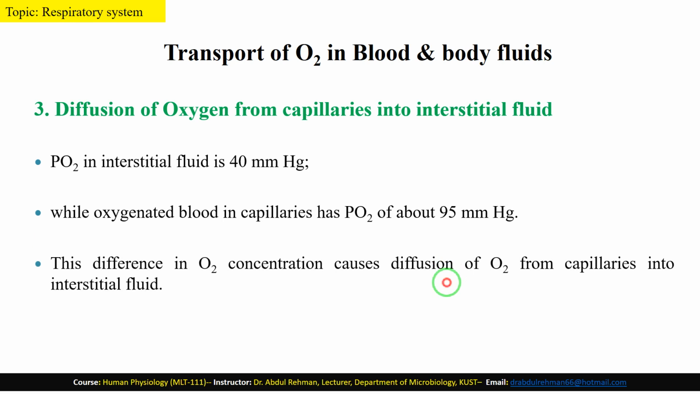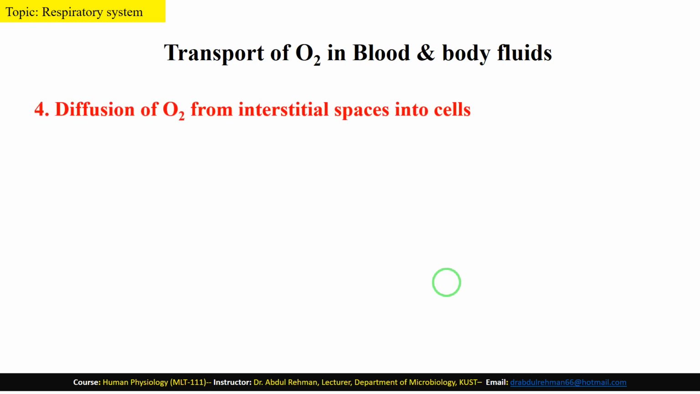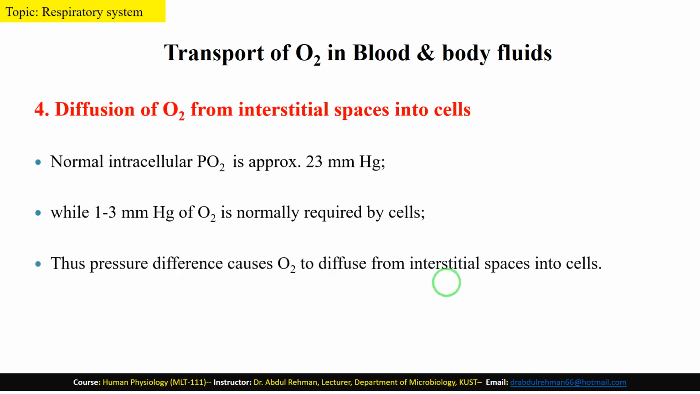The fourth and last step involved in the transport of oxygen in blood and body fluid is diffusion of oxygen from interstitial spaces into the cell. The partial pressure of oxygen in interstitial spaces is approximately 23 mm Hg, while its pressure is about 1 to 3 mm Hg in the cell. So these huge differences in the partial pressure allow the diffusion of oxygen from interstitial spaces into the cell.